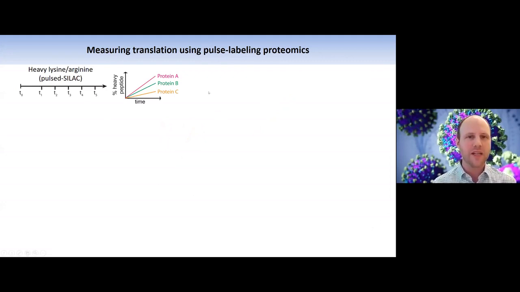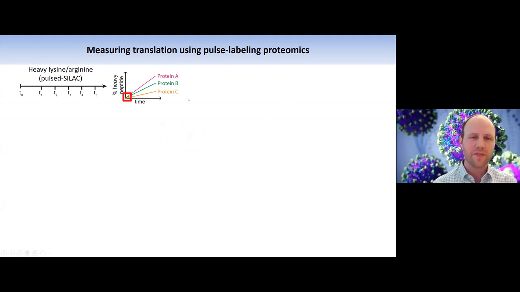And of course, for many years, there have been these approaches using pulsed SILAC. So the idea is there you have a cell growing in a normal culture. It's all light labeled, and you can then change the medium to heavy lysines, heavy arginines, and you can monitor over time how these heavy amino acids are getting incorporated into the proteins. So you can follow this profile for individual proteins over time and determine the translation rates for these individual ones.